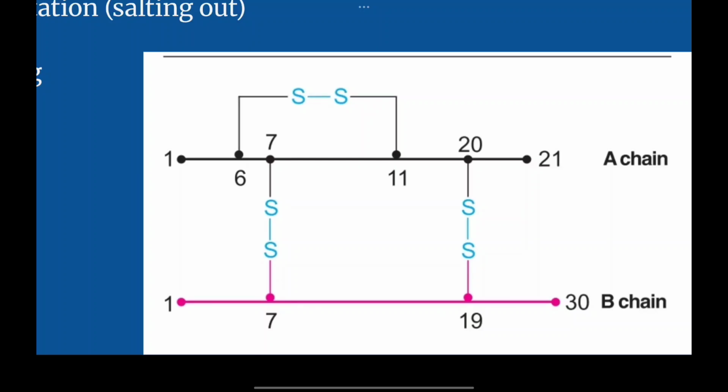There are 21 amino acids in the A chain and 30 amino acids in the B chain. So the N terminal is at 1 and the C terminal is at 21. At the first position of the A chain there is glycine, and asparagine at the C terminal of the A chain. In the B chain, the first amino acid is phenylalanine, and the 30th amino acid present in the B chain is alanine.